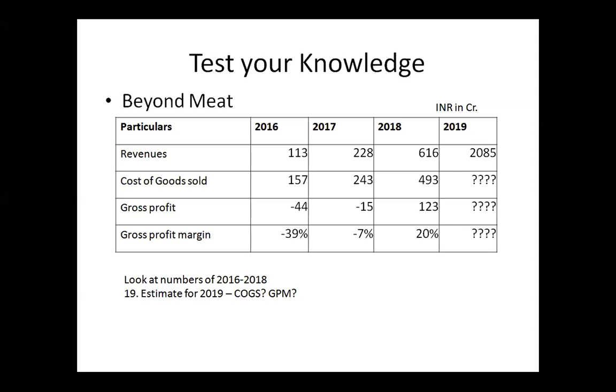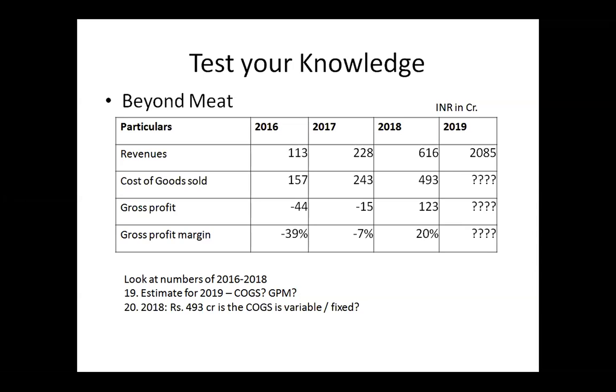Tell me in the chat box, what is your estimate for 2019? What would be COGS for 2019? Look at 2018. 493 crores is cost of goods sold. My gross profit margin is 20%. Look at the trend and then throw the number.